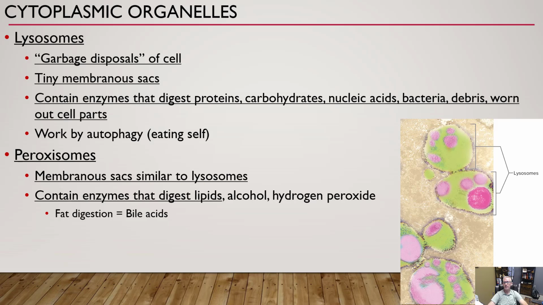Peroxisomes are very similar to lysosomes. They have a membrane, but they are going to digest lipids, fats, alcohol, and hydrogen peroxide. So remember the difference. Lysosomes: proteins, carbs, nucleic acids, bacteria, debris, worn out cell parts. Peroxisomes: lipids, alcohol, and hydrogen peroxide.